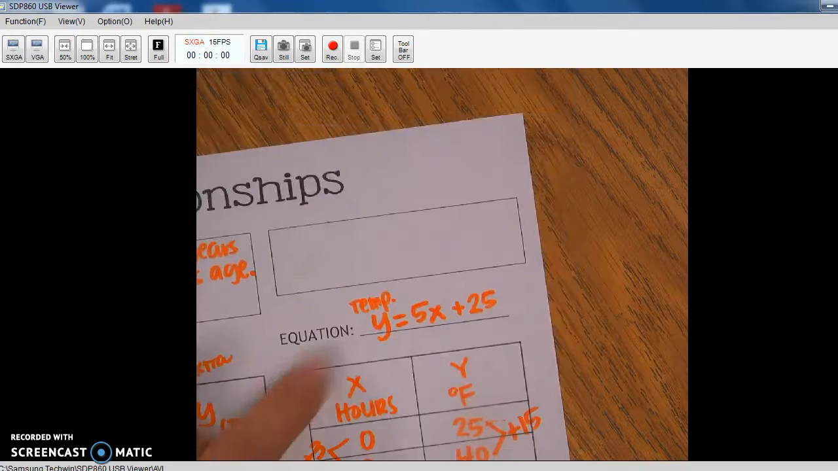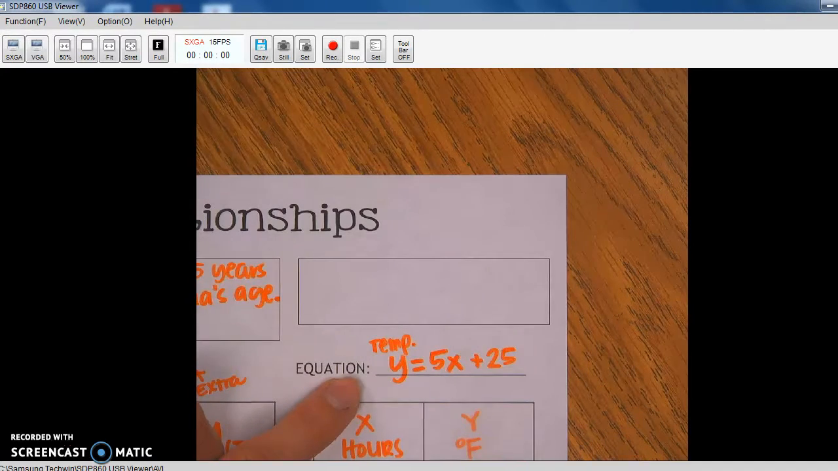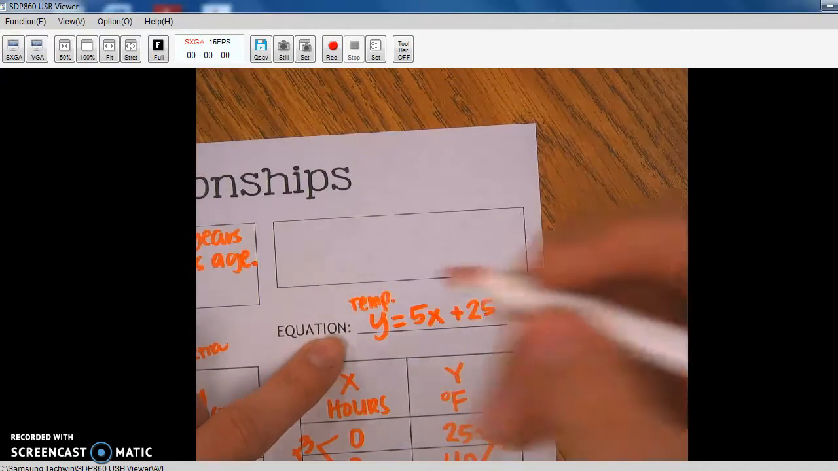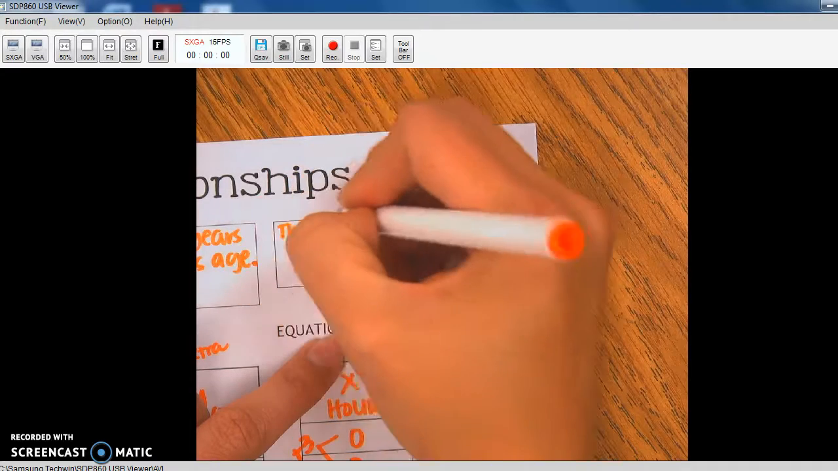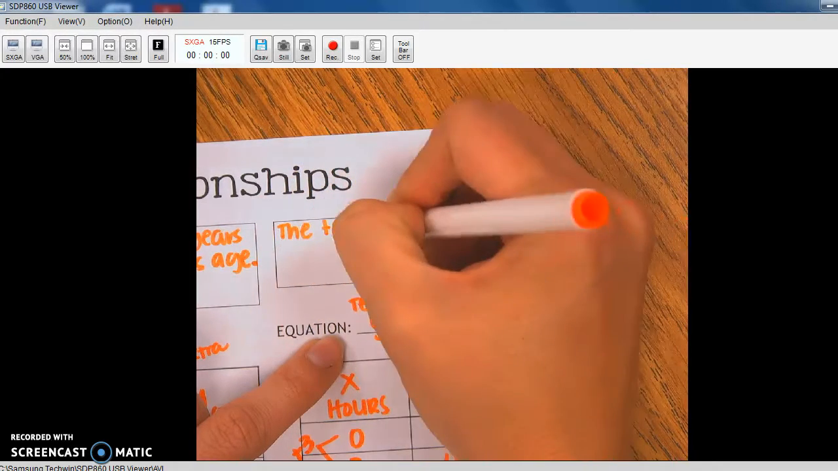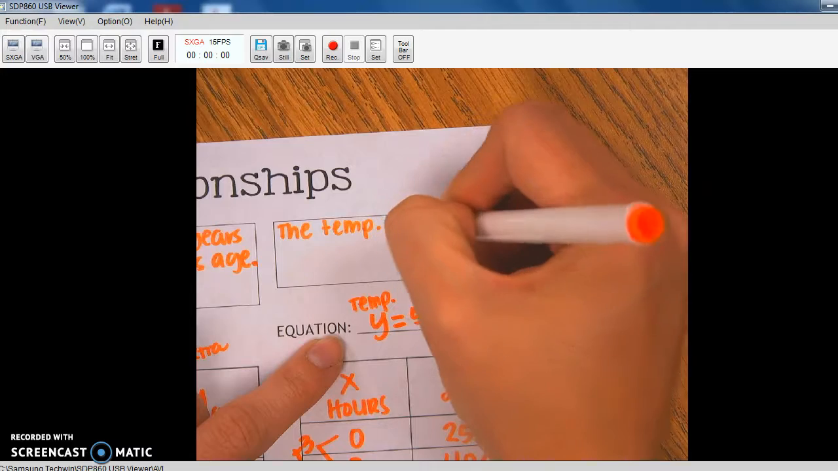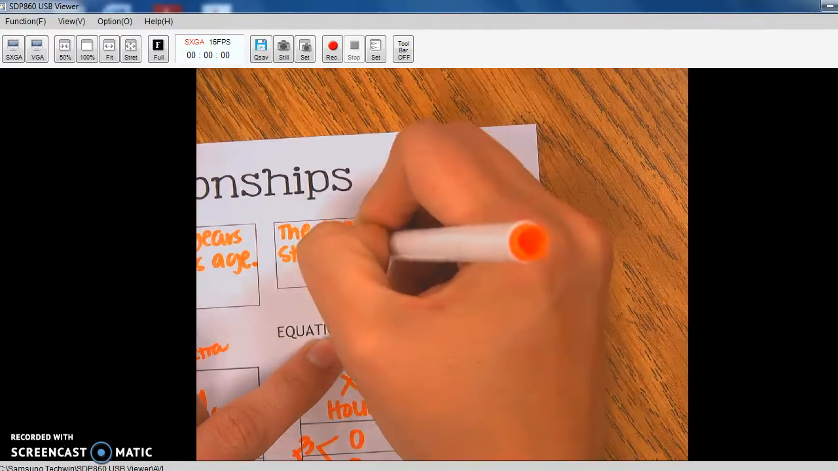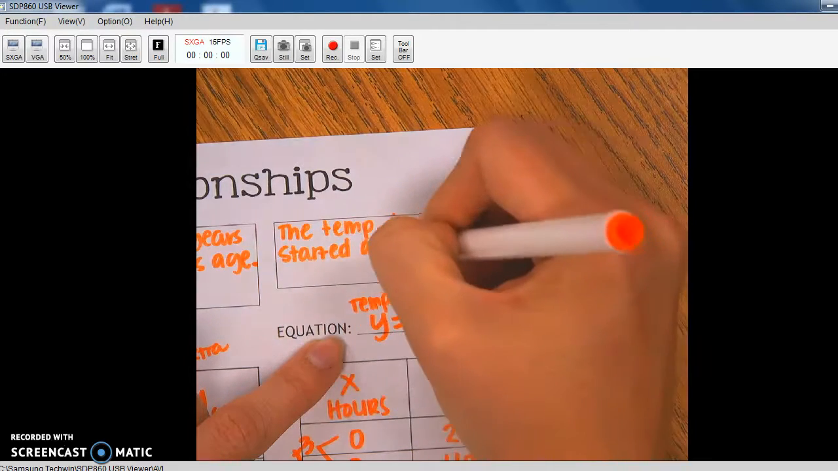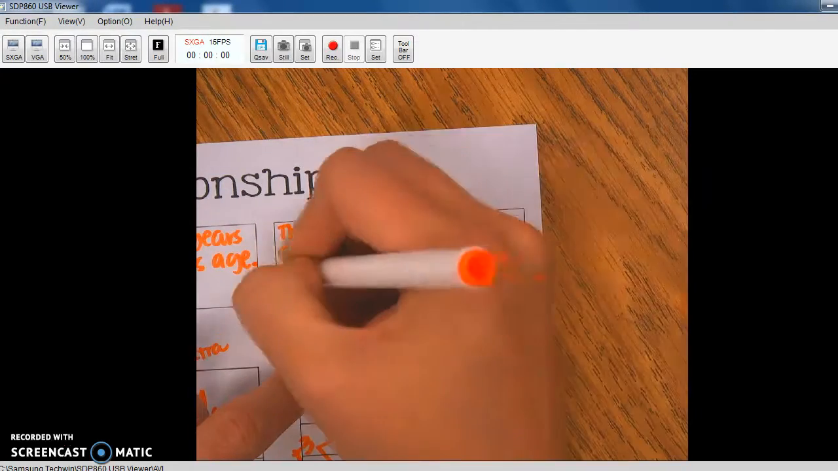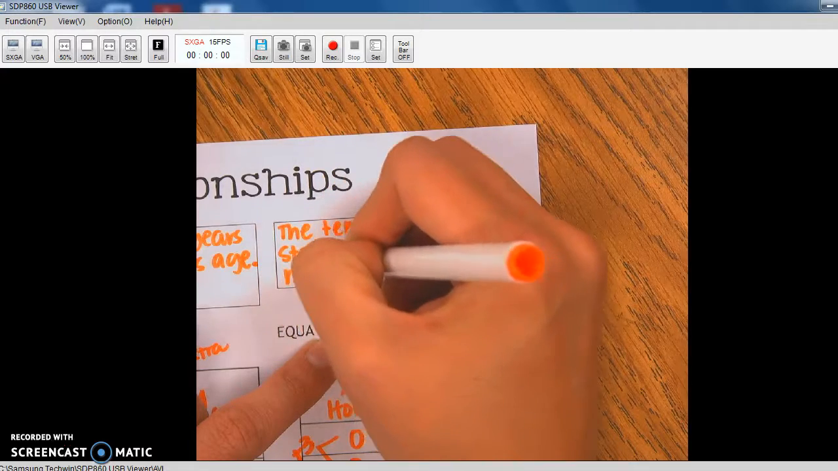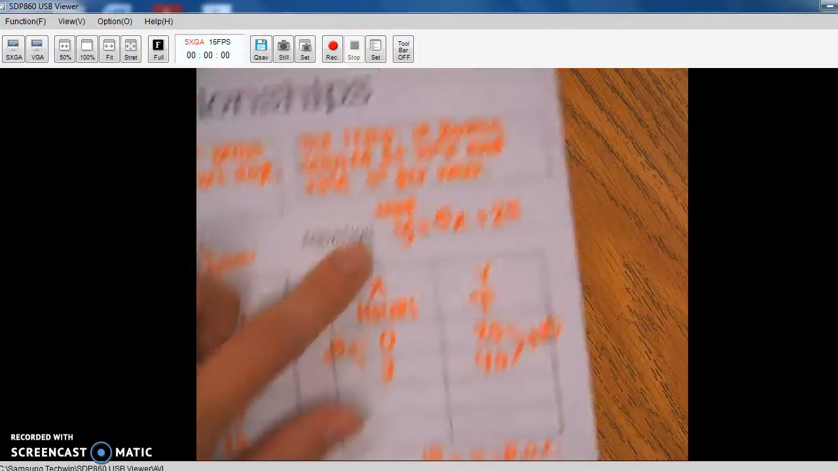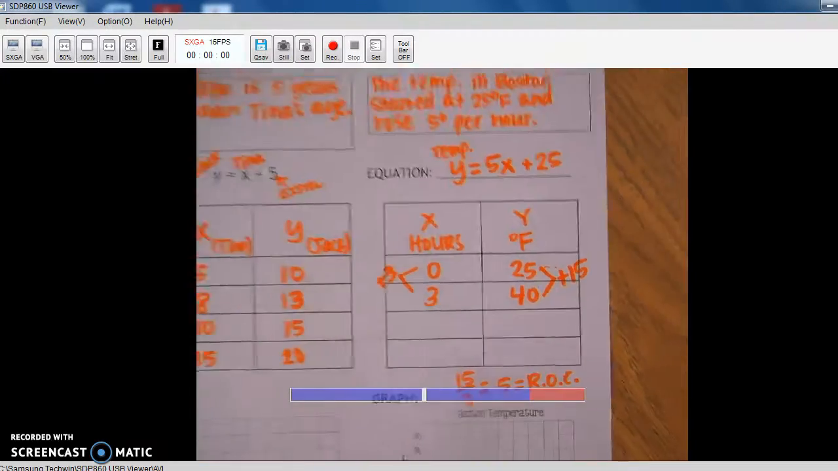Okay, so now we just need to describe that in words. We already know we're talking about temperature, so I just need to say something like the temperature in Boston started at 25 degrees and rose 5 degrees per hour. Okay, and then we have all 4 representations.